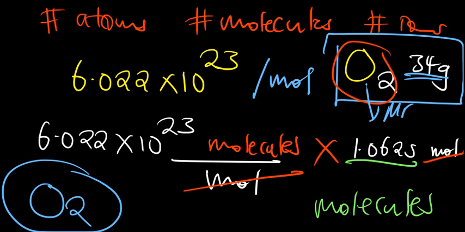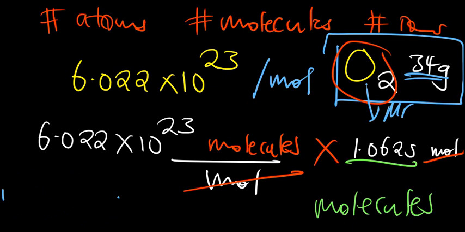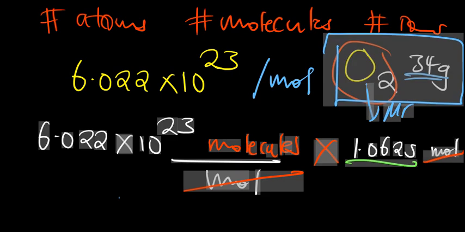Are we together? You would have calculated what? The number of molecules. The number of what molecules? Oxygen molecules. Right? Now, how can we handle it differently if the question was the number of atoms? How can we handle it any different?